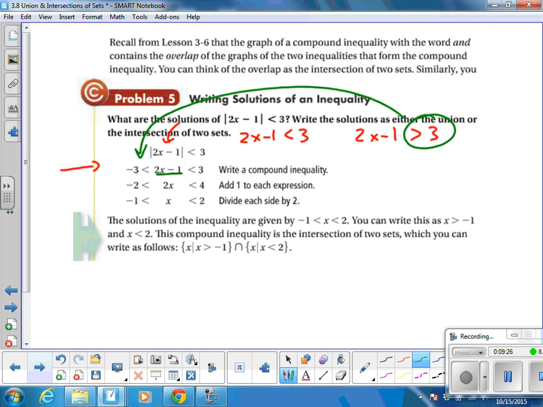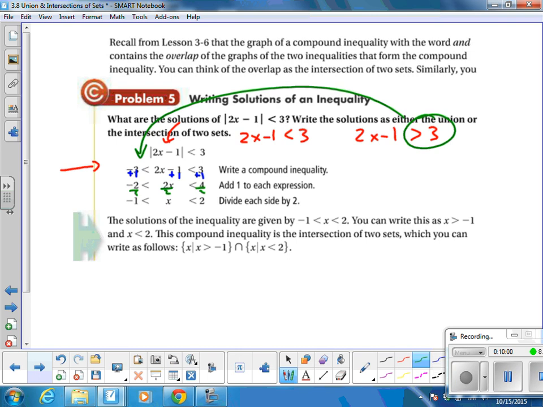We see 2x minus 1 is less than 3. We can see 2x minus 1 is greater than negative 3. So you'll probably start getting in the habit of doing that. Instead of writing two equations, you'll just go ahead and turn it into a compound inequality, because you can then continue with your steps. Add 1 to both sides. And I'm left with negative 2, 2x, and 4. Next step would be divide by 2. And then I'm left with negative 1, and I'm left with 2 on this side right here.